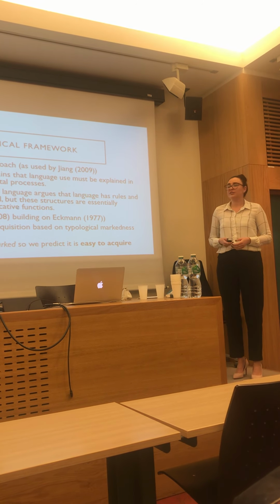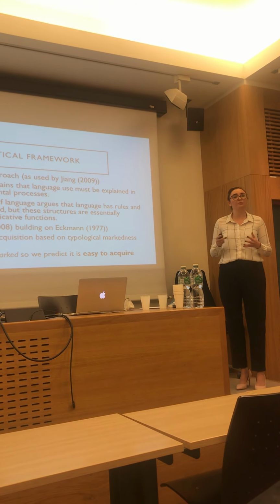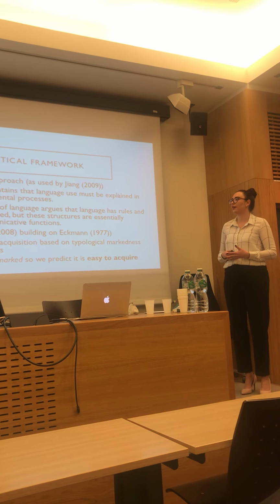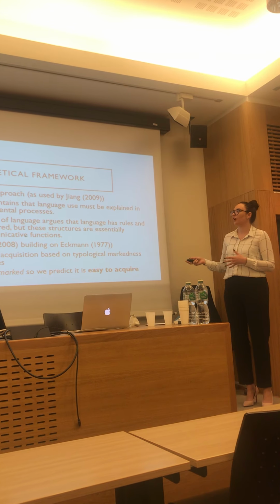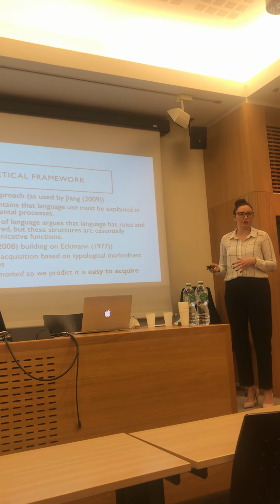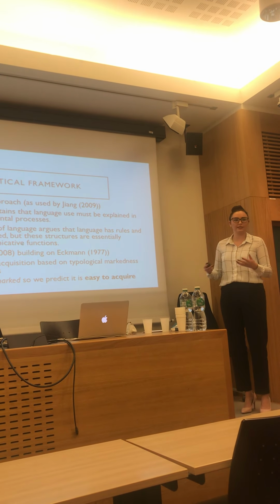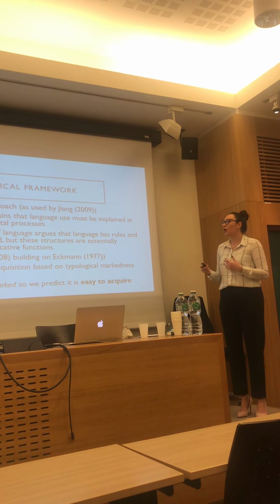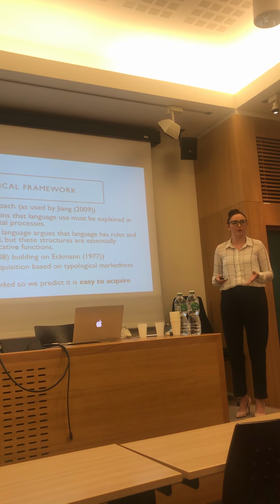So the theoretical frameworks that I'm using are the cognitive functionalist approach as used by Jiang, but I don't completely agree with everything that she came out with and the way she analyzed everything, but I like the framework that she used. So I'm using that as well. So for cognitive linguistics, that maintains that language use must be explained in relation to underlying processes. And of course, the functionalist school of language argues that language has rules and it's systematically structured, and the structures are placeholders for communicative functions.